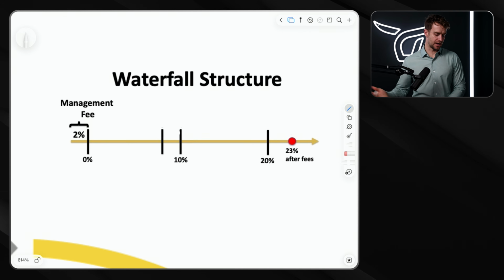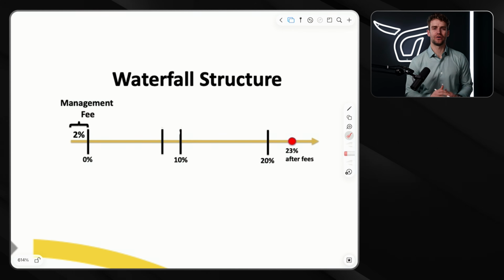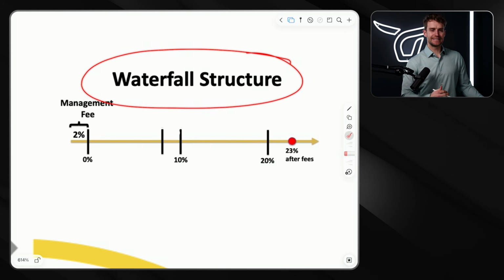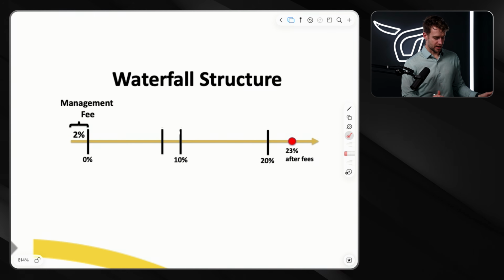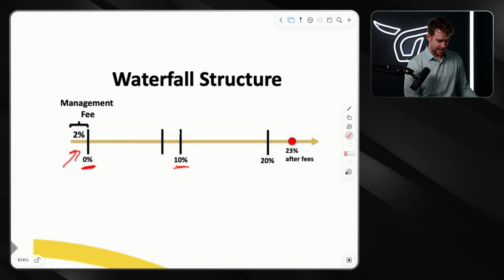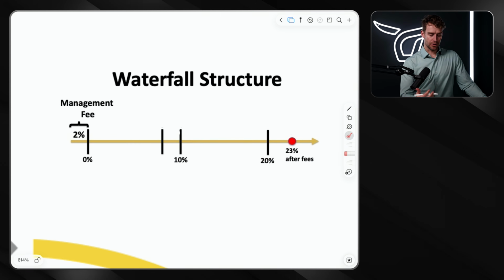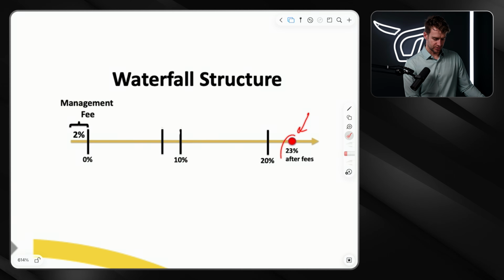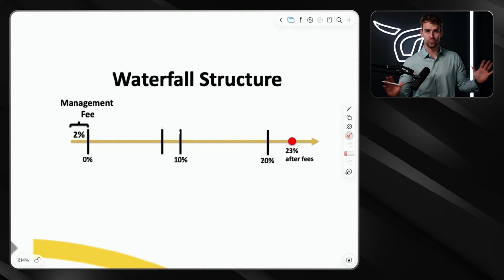So now, how does everyone get paid in a real estate fund? How does it actually break down? Well, this is what's called a waterfall structure. On my iPad here, this again is how most funds run. Right here I have a timeline: this is return, 0% return, 10%, 20%. Let's say our project got a 23% return after fees, and we'll keep it simple, just in 1 year.